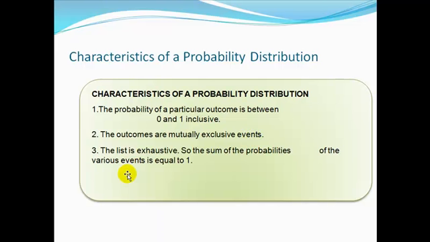Third, the list is exhaustive. What does that mean? It means the list includes all the possible results, all the possible outcomes. We call that exhaustive. That's why the sum of the probabilities of all the events is equal to 1.